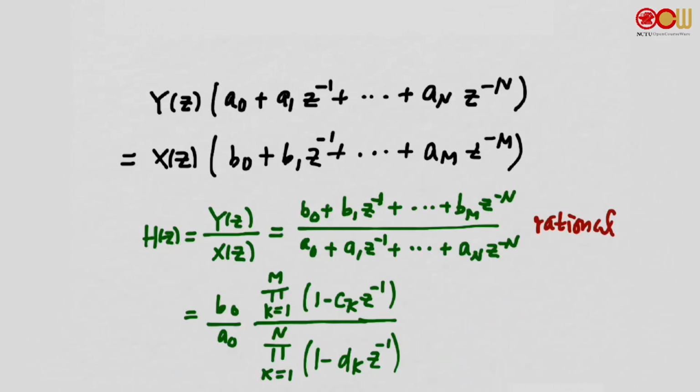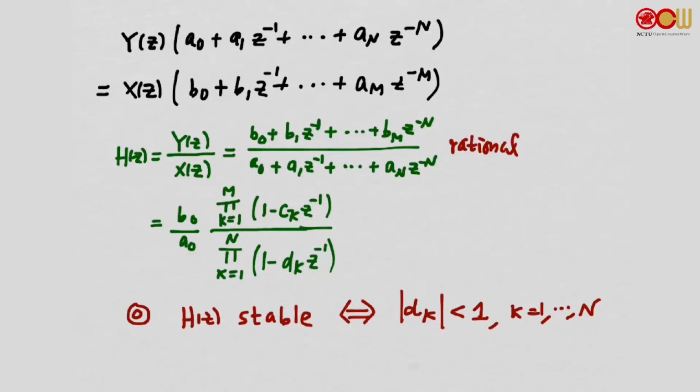Now we can talk about zeros and poles. We can pull out the constant b0 over a0, and the numerator we can factorize. Suppose we have zeros at ck, and for the denominator we also factorize it, and we have poles at dk. For such a system, we have talked about stability before. It is stable if and only if all the poles are inside the unit circle, so all the dk have absolute value less than 1.